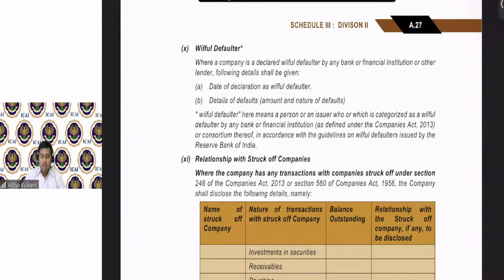What do you mean by a willful defaulter? If a company is a declared willful defaulter, the date of declaration and details of defaults must be disclosed. Who is categorized as a willful defaulter by any bank or financial institution or consortium thereof? Consortium means a group of banks who give a loan, because one bank does not have the risk appetite or the funds to give the loan. So you have 4 or 5 banks coming together to give an advance, a loan, to an entity to operate. And now if that entity is identified as a willful defaulter, you have to give the disclosures.